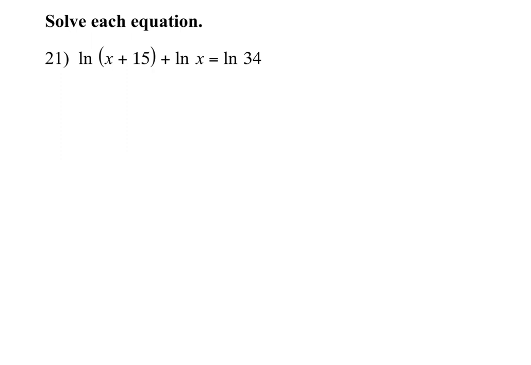So I am going to use my condensing. Remember, when it's addition, then I can multiply these two and make it one log. So I'm going to use natural log, and I am going to multiply x plus 15 and x within my log, okay? You go from addition to multiplication if you're going from multiple logs to one log, all right? I'm condensing to one log. And over here, I already have one log, so I can leave it alone.